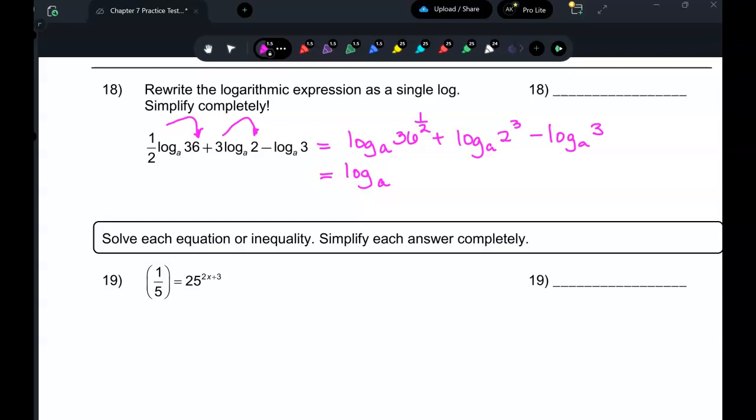Well, what's 36 to the 1/2? 1/2 power is the same as square root. 6. Yes. What's 2 to the 3rd? 8. Okay, now we're going to combine these all in one. What happens with the plus sign? Multiplication. So 6 times 8, and the minus turns into divided by. So this is going to be log base a of, what's 6 times 8 divided by 3?